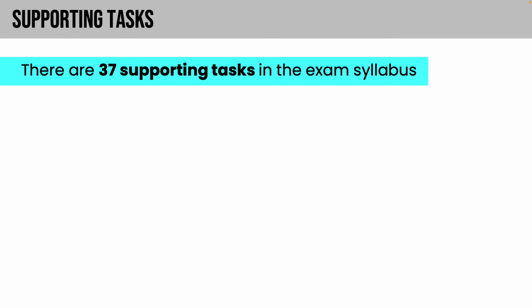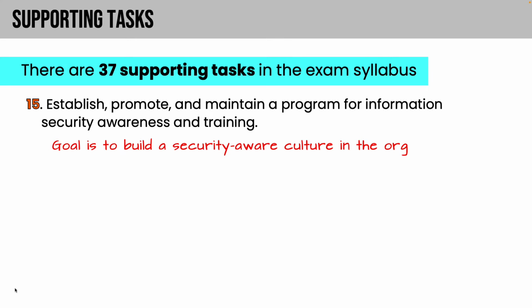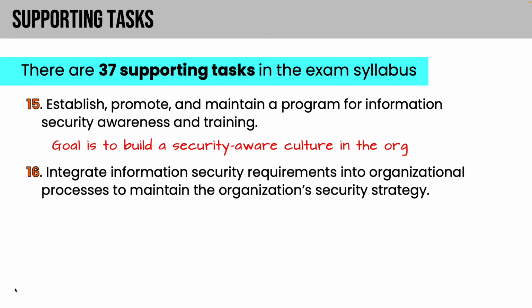Of the supporting tasks of the 37, there are about 5 that apply directly to Domain 3 Part B. So 15 is establish, promote, and maintain a program for information security awareness and training. Our goal here is to build a security-aware culture within the organization. 16, integrate information security requirements into organizational processes to maintain the organization's security strategy.